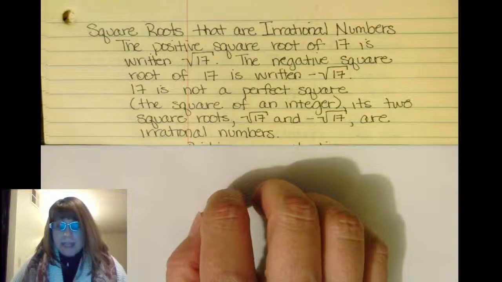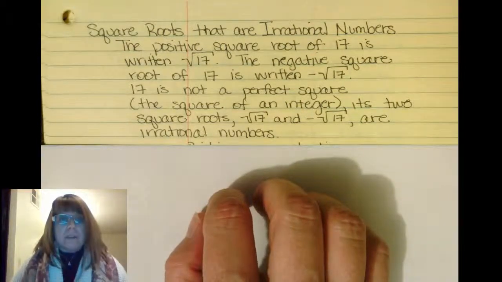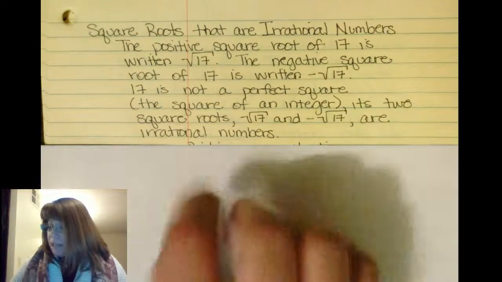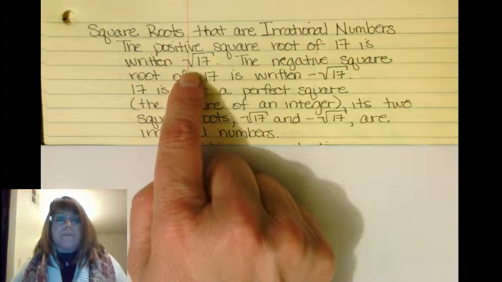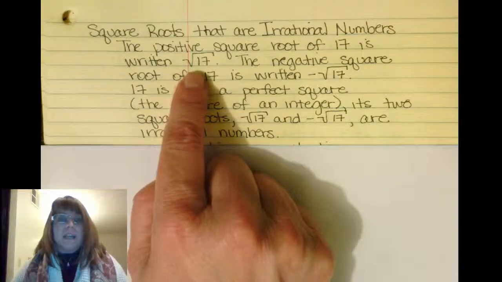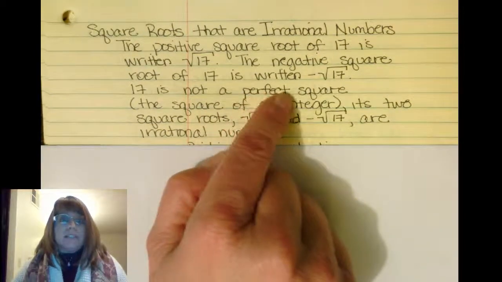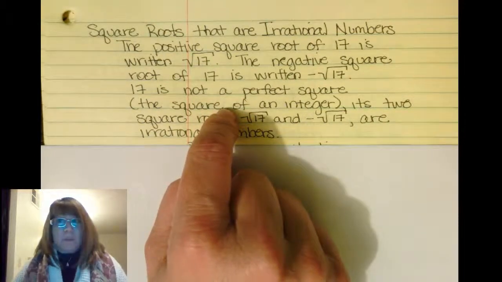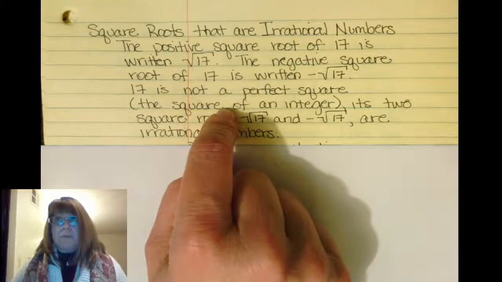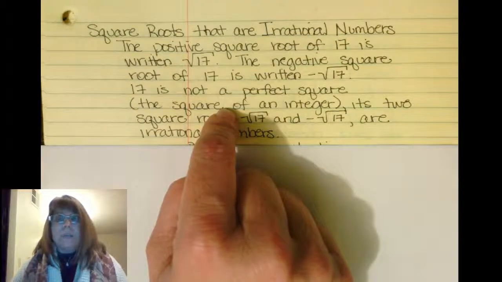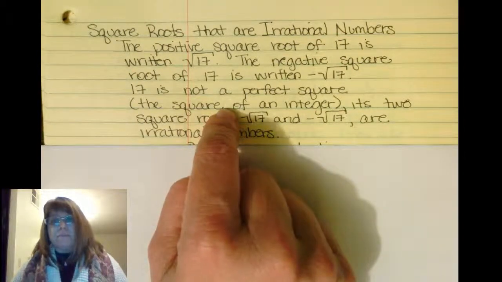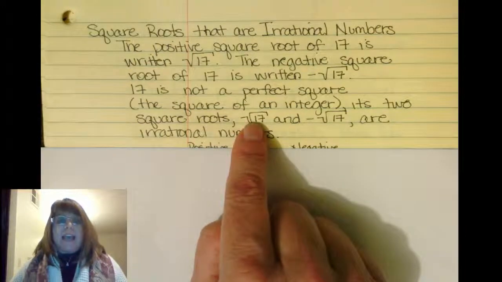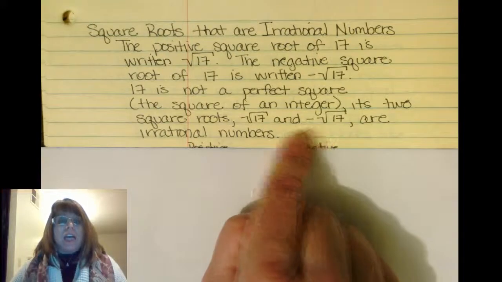Now, in all of those examples, what came out of the square root was a whole number. So the square root of 36 is 6, the square root of 144 is 12. It's a whole number. But we can take the square root of every single number. So the positive square root of 17 is written as square root of 17, and the negative square root of 17 is written as negative square root of 17. But 17 is not a perfect square. It's not the square of an integer, meaning it's not 3 times 3 or 4 times 4. Okay, 3 times 3 is 9, 4 times 4 is 16, 5 times 5 is 25. It's somewhere in between 4 times 4 and 5 times 5. So what we do is we go ahead and list its square roots as the square root of 17 and the negative square root of 17, and they're irrational numbers.